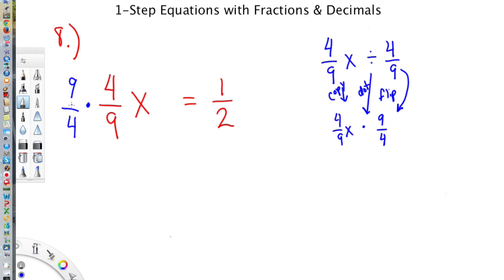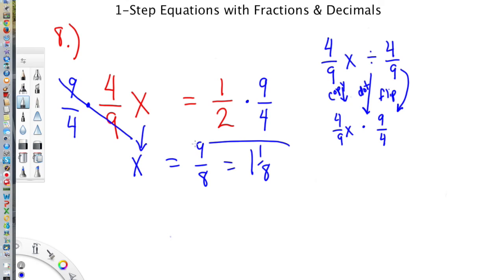And what I do to the left side, I must also do to the other side. So I multiply both sides by the reciprocal 9/4. And when I do that, this will cancel out. It'll become 36 over 36, or 1. So I just have 1x. And over here I will have 9/8. And 9/8 I can change to a mixed number, which would be 1 and 1/8. There is our answer. Okay. Boys and girls, do the rest on your own. Good luck. I will see you tomorrow.